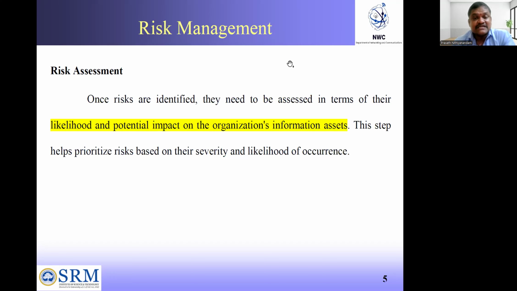And the next one is risk assessment. Once risks are identified, they need to be assessed in terms of their likelihood and potential impact on the organization's information assets. This step helps prioritize risks based on their severity and the probability they will occur. As an example, in a hospital scenario, the hospital assesses the risk of a ransomware attack as both high likelihood and high impact, making it a top priority for mitigation.